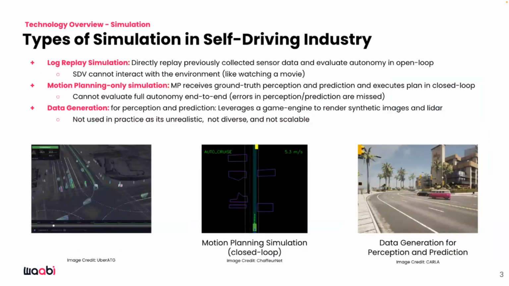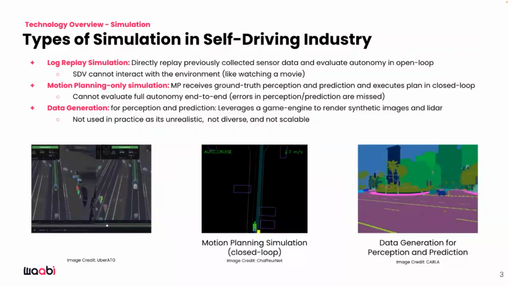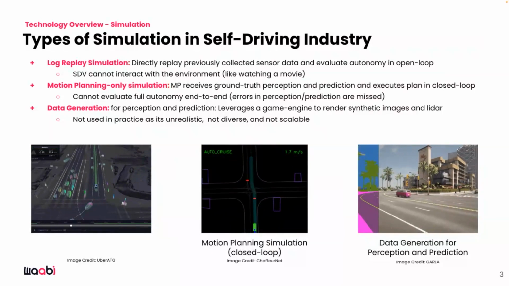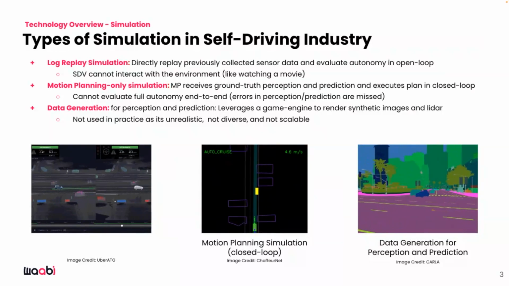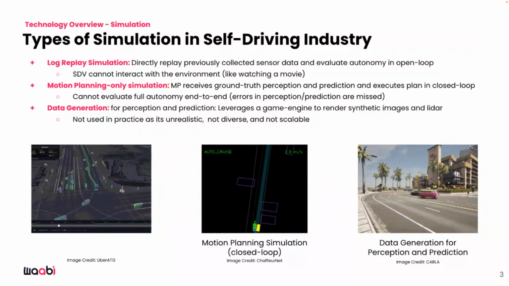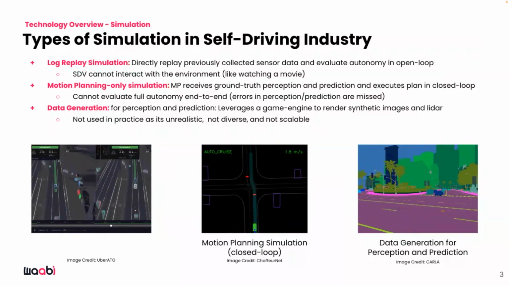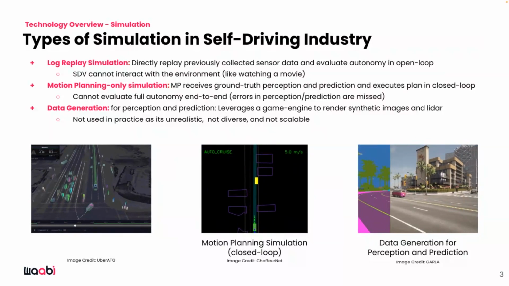And so this workshop or this tutorial on simulation is going to be talking about the current ways we do simulation in the industry that are somewhat standard, and why they don't really meet the goals that we want in a closed loop simulation system for evaluating autonomy. So maybe not sure how familiar people are with these types of simulation, but I'll quickly go over them.